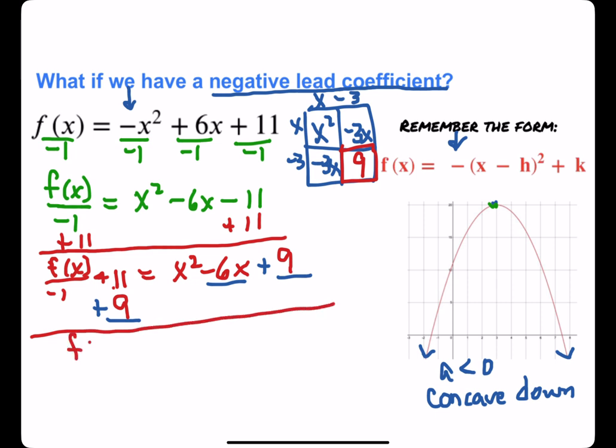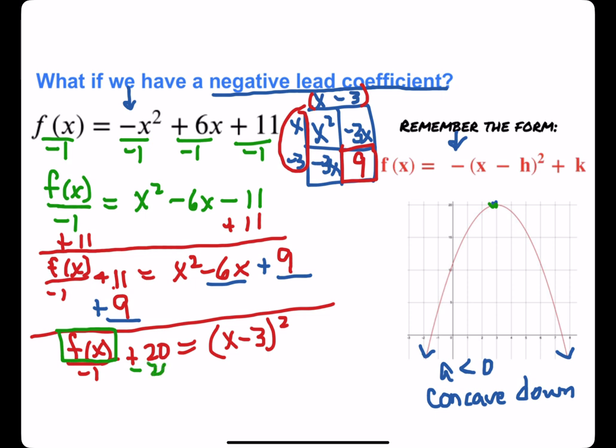We'll have f of x over -1 plus 11 plus 9 is 20 equals, here's the great thing about the box, I now know what my factors are. X minus 3 squared. Now, we're going to have to do this one at a time. We need to solve for f of x. And the first thing we take care of is what's added to f of x. So I subtract out the 20.